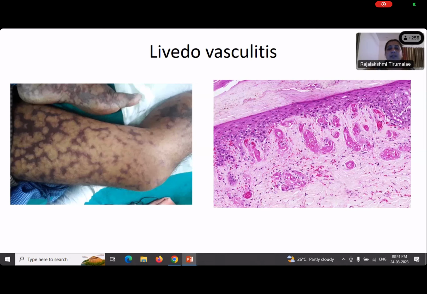And with this sort of an appearance, it usually denotes a very serious underlying systemic disease. It could be cold agglutinin, it could be cryoglobulin, it could be lupus, it could be antiphospholipid, it could be hepatitis C, which means that the patient has to be investigated to rule out a systemic cause. So if you see this sort of a pattern, that should ring alarm bells in your head.